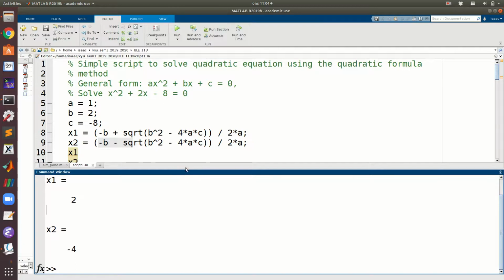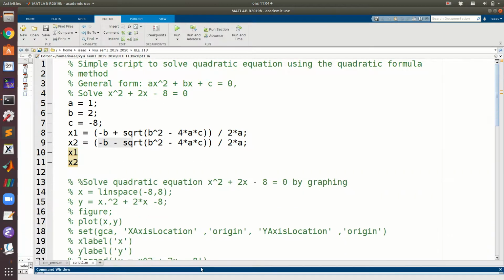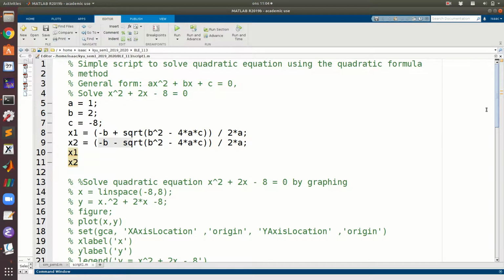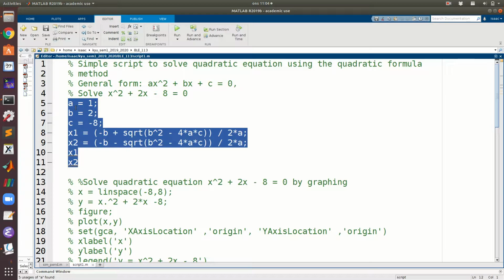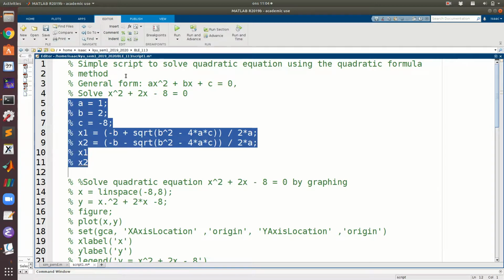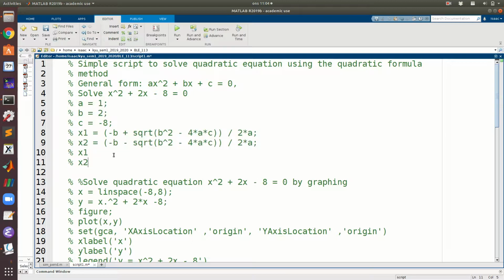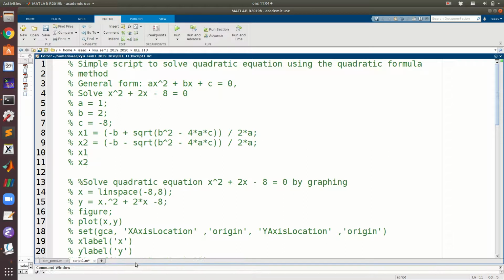Next, we try to do the same but now with a graphical method. The percentage signs here are not part of the program itself. They are comments. If I just want to write something that I don't want MATLAB to execute, I just add the percentage sign there. So if I comment everything and run, nothing is going to show.